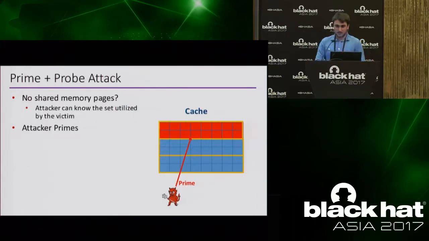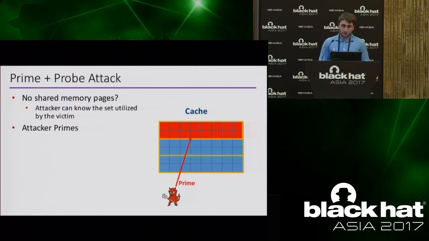All right, what if we relax the second assumption, right? What if we don't want to rely on shared memory pages? What can we still do? We certainly cannot predict now the utilization of a particular memory block, but what we can do is predict the utilization of a particular set in the cache. How do we do this?